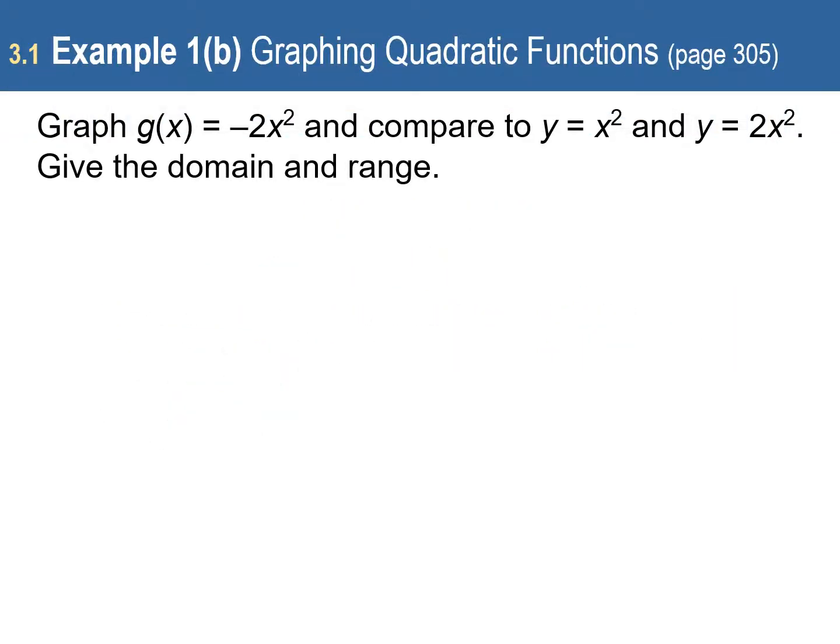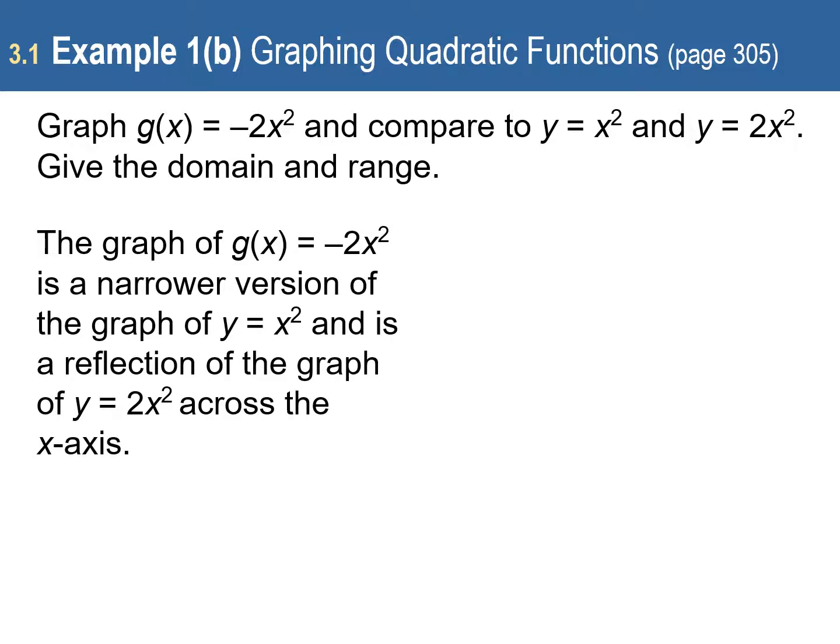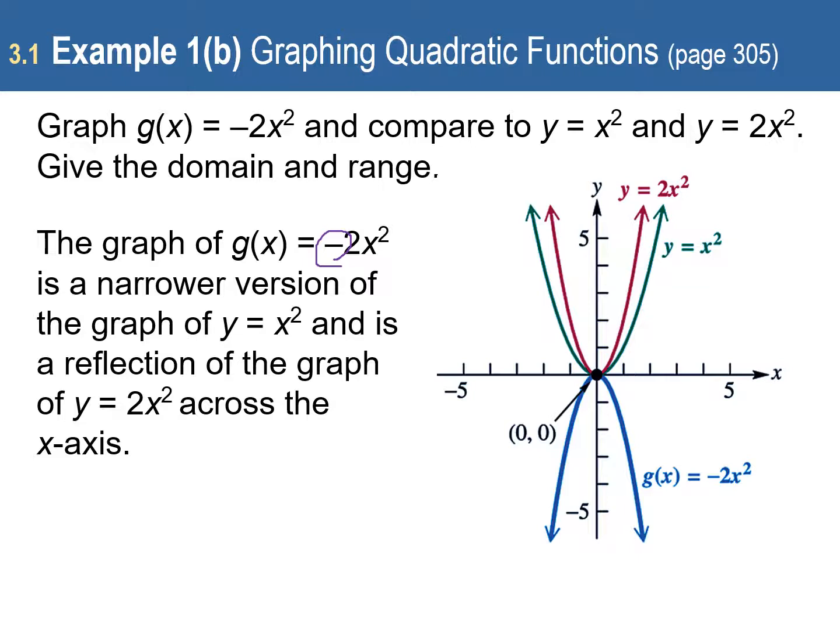So graph y is negative 2x squared and compare it to y is x squared and y is 2x squared. Now, the graph of negative 2x squared is a narrower version of y is x squared, and it's reflected. You have that negative right there. If I were to graph each of these, the green one is y is equal to x squared. I have to be careful here. So y is 2x squared is vertically stretched. And then y is negative 2x squared is a vertical reflection of y equals 2x squared.